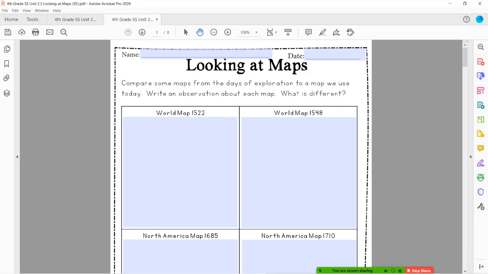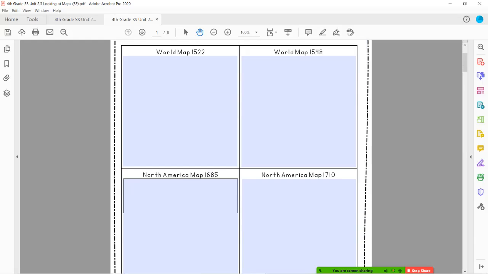So I'm going to have both of these in the same video because the Explorers unit does overlap into the week where we're talking about maps. Now, we're going to compare some maps from the days of explorers and the days of exploration to maps that we use today. And we're going to write our observations, or what we're noticing about each map and what is different about each one. So you have a good sized text box in each one of these four areas to let you write complete sentences and write very descriptive answers.